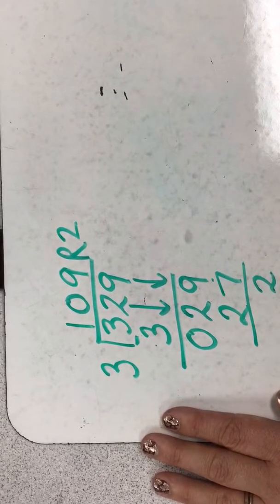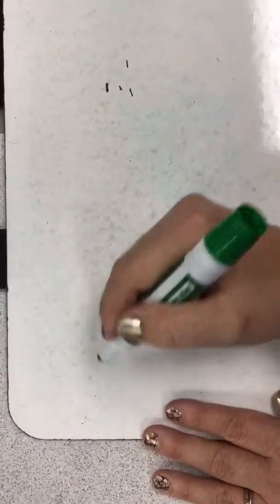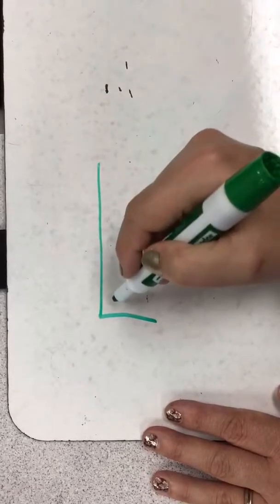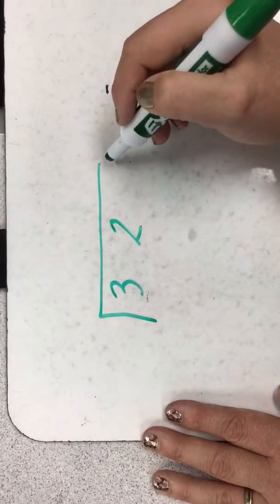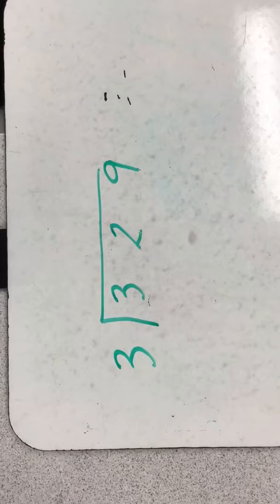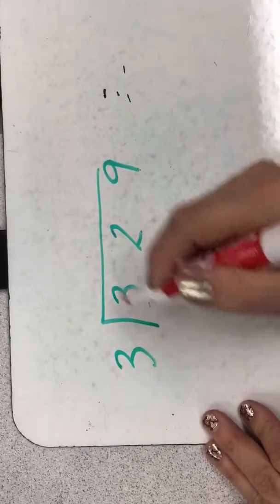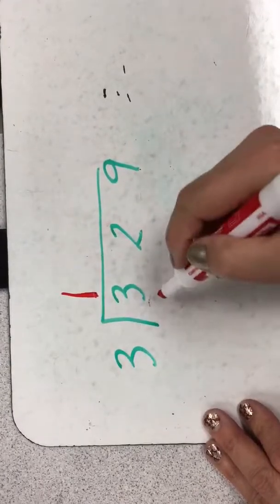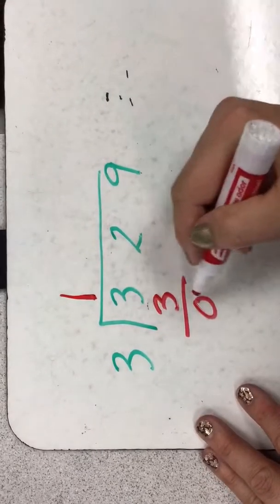Now another way that's very similar to this that kind of eliminates the bringing down, but several students actually like, you're going to want to actually spread it out. You're going to have 329 divided by 3. Now I'm actually going to change colors so that we can actually see some things that are happening here. 3 divided by 3 is 1. We can still subtract that out and get 0. Now we can bring that 0 up.